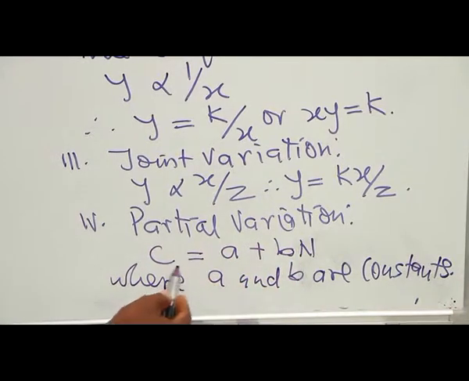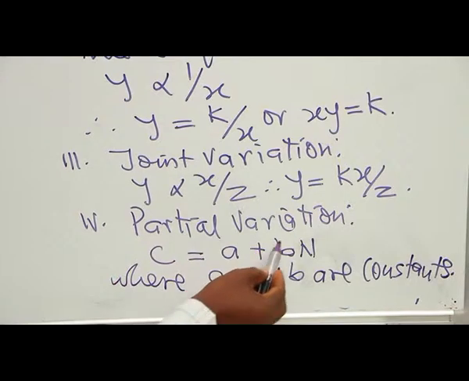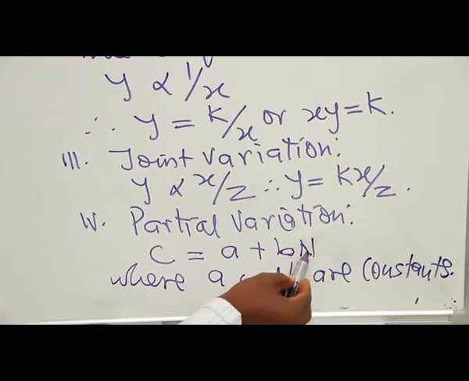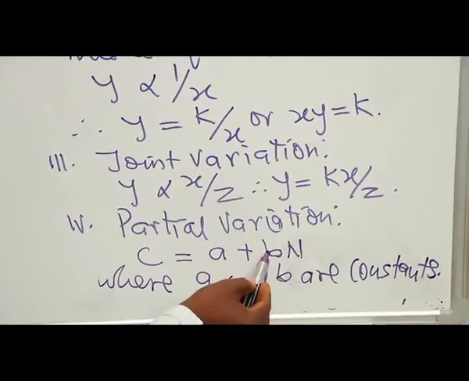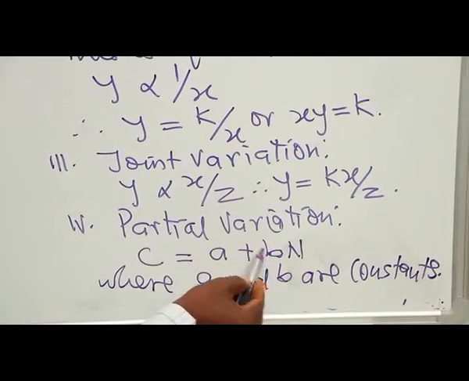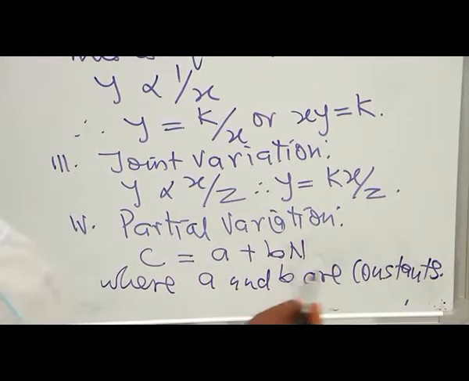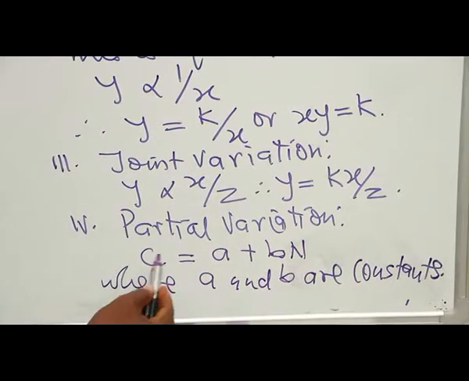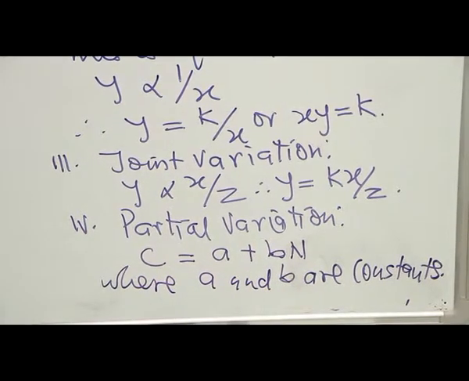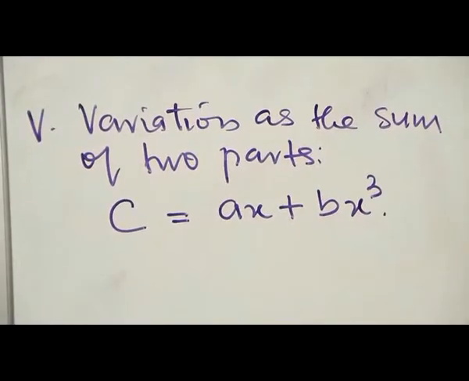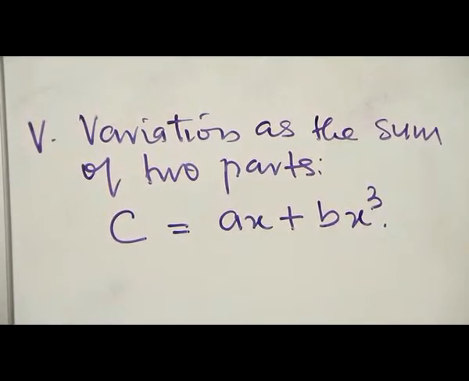So in this case we have C partly constant plus partly varies with N. It is that variation with N that carries another constant, where A and B are constants. This is partial variation, not total variation. Basically, those four are the main types of variations we have.